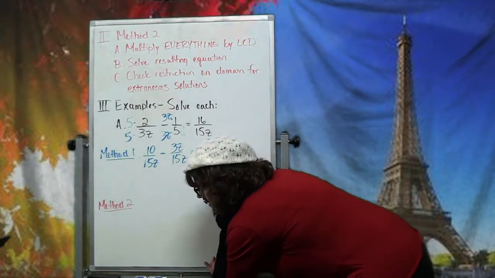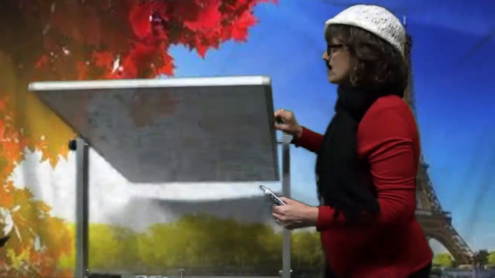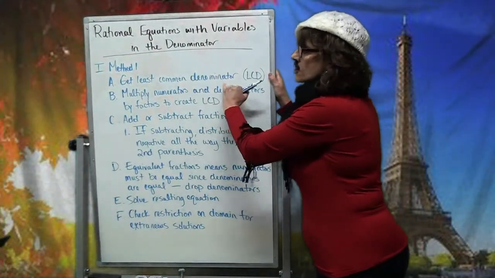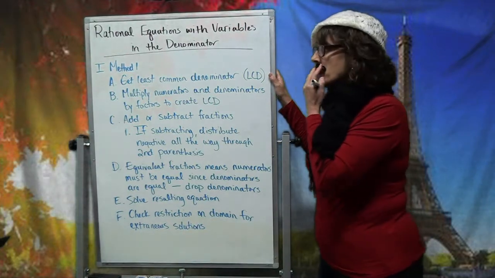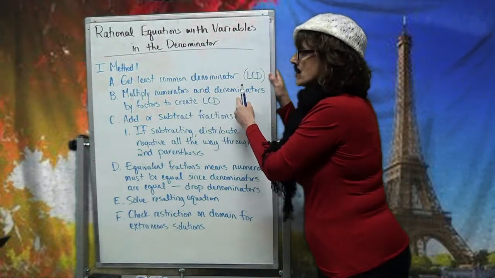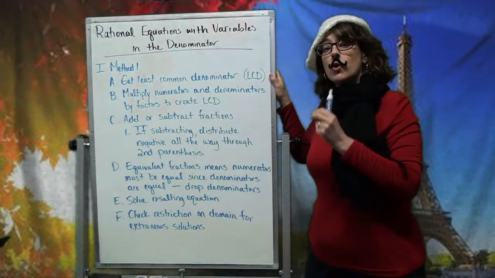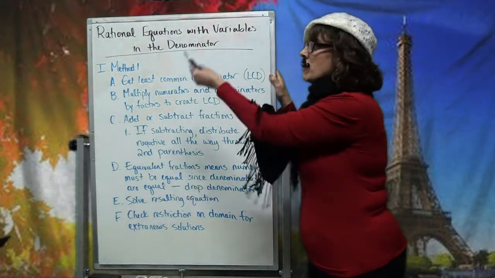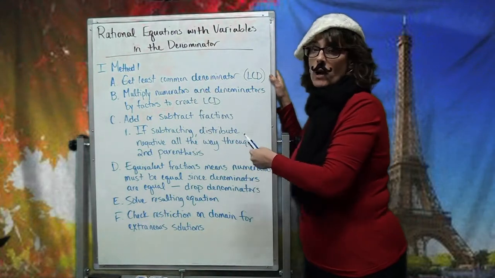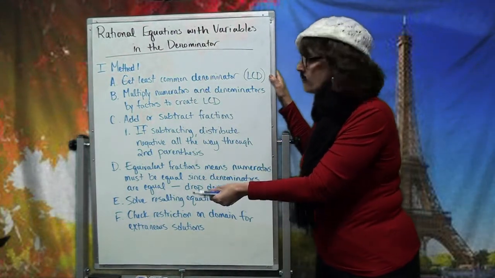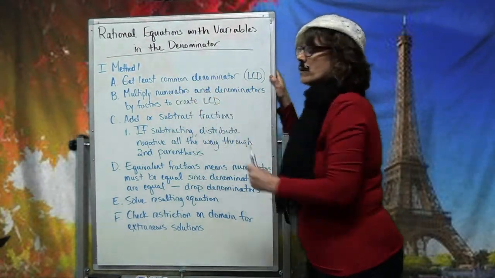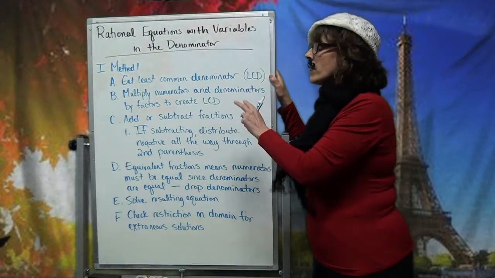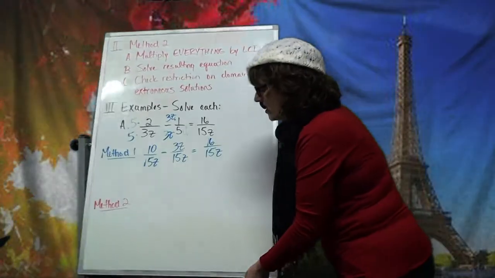So that's what this second step meant in this first method. We said get that least common denominator. We did that. We said multiply those numerators and denominators by factors that will create that LCD. So I multiplied the denominator by 5. I multiplied the numerator by 5 as well. I multiplied the denominator by 3z. I multiplied the numerator by 3z as well. Now once we do that, let's flip back over here.